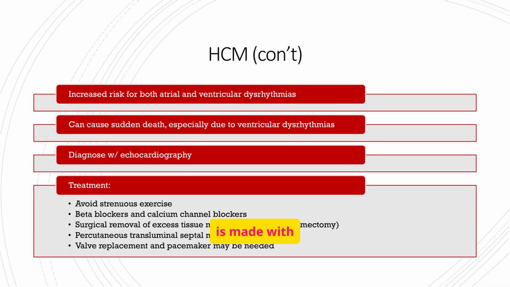Diagnosis is made with echocardiography. Treatments include avoiding strenuous exercise, beta blockers and calcium channel blockers, surgical removal of excess tissue, LV myomectomy, percutaneous transluminal septal myocardial ablation, and valve replacement and pacemaker.